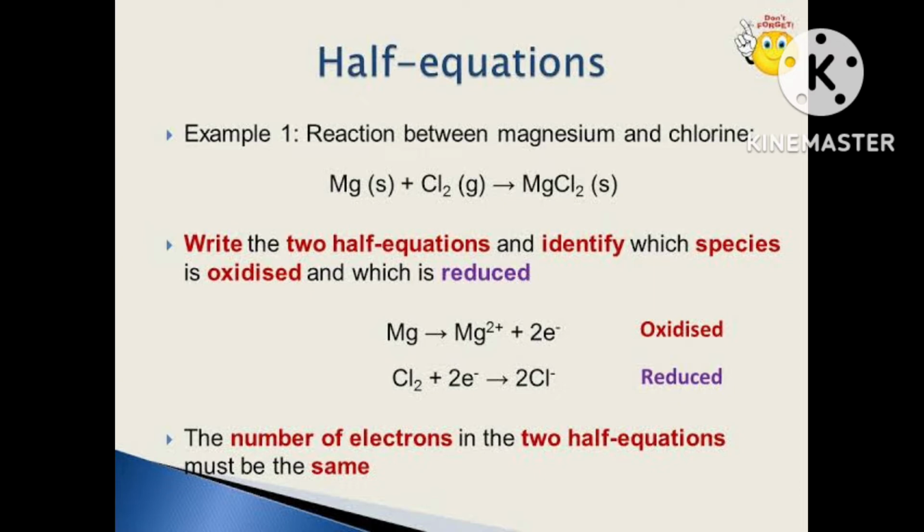Today I am going to discuss balancing of redox reaction by half reaction method. Last class I discussed balancing of redox reaction by oxidation number method. Today I am going to discuss the half reaction method. This is somewhat easy in comparison to the oxidation number method. I told you there are two methods for balancing redox reaction, ionic reaction.